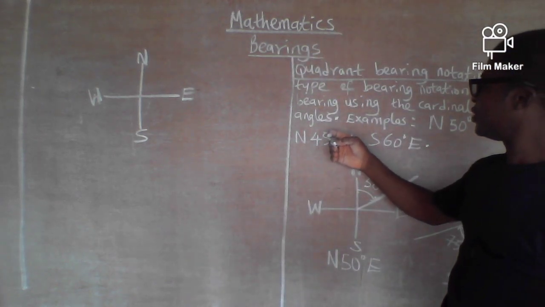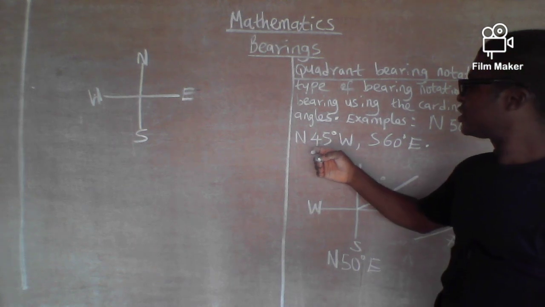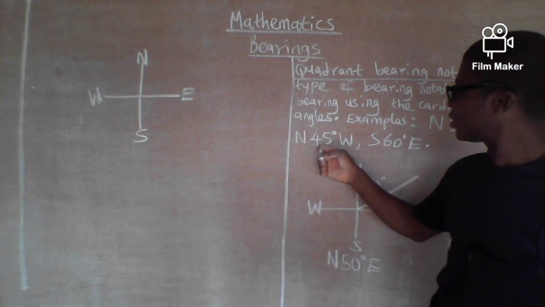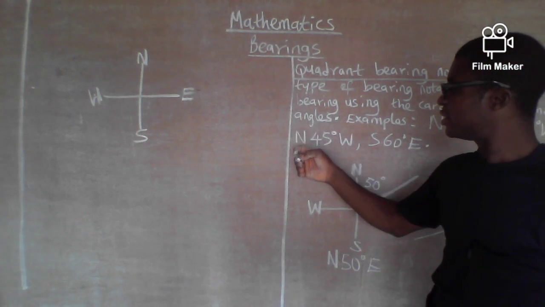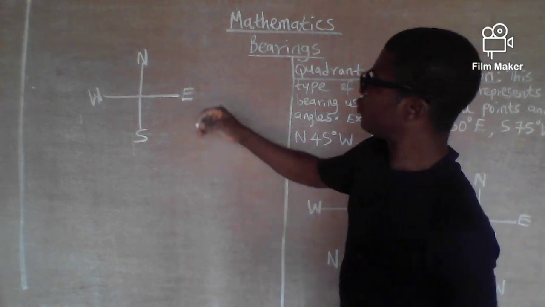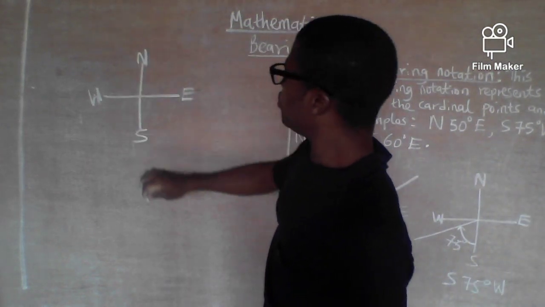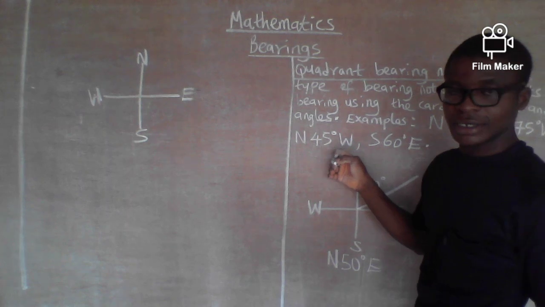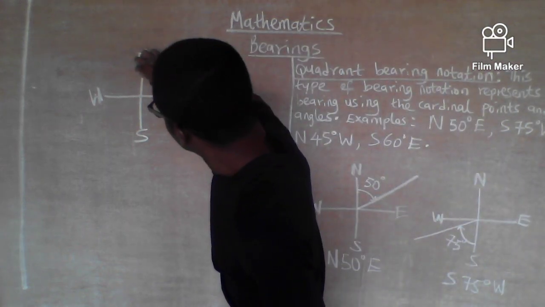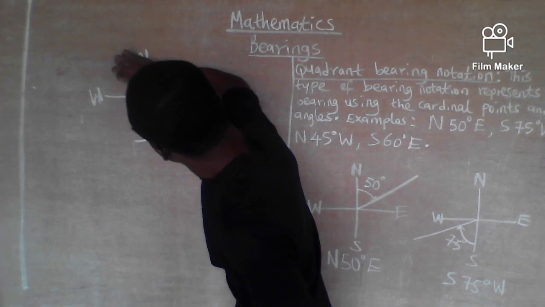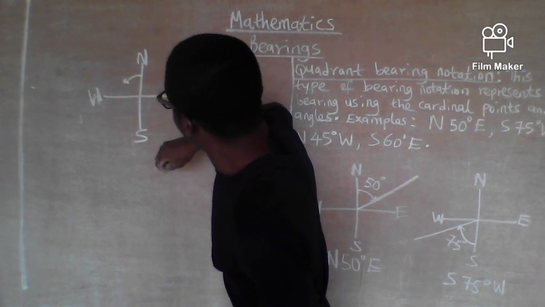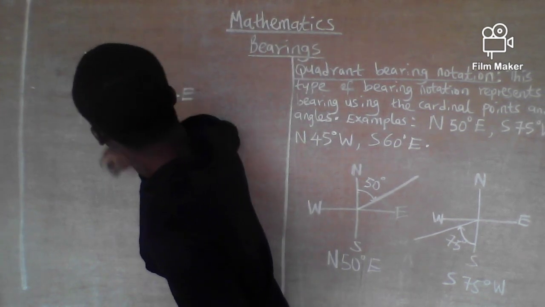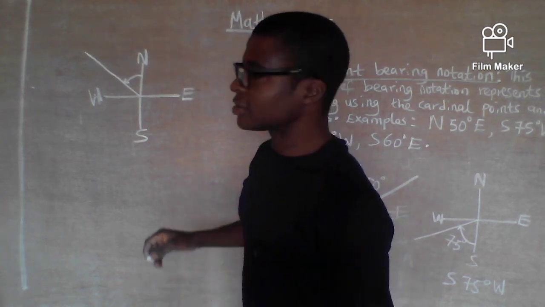North 45 degrees west. This means that the reference point is at the cardinal point north. So this angle 45 degrees should start from the cardinal point north. From the cardinal point north, measure 45 degrees to the west direction. Where the 45 degrees stops, draw a line that signifies the distance traveled.